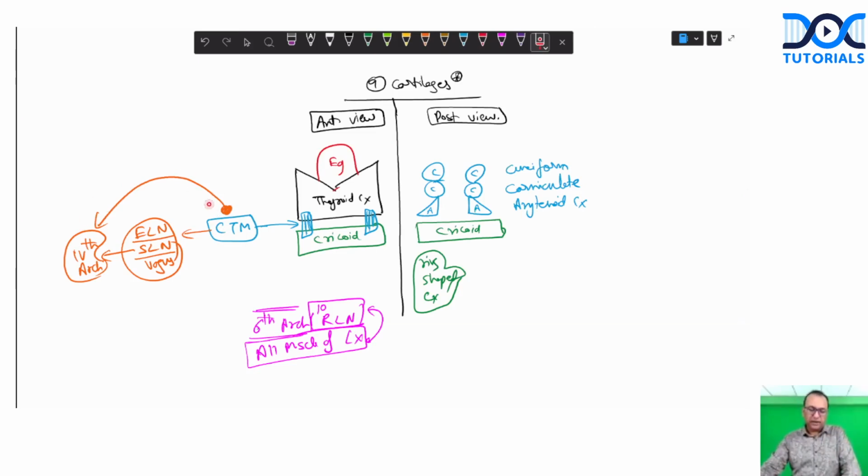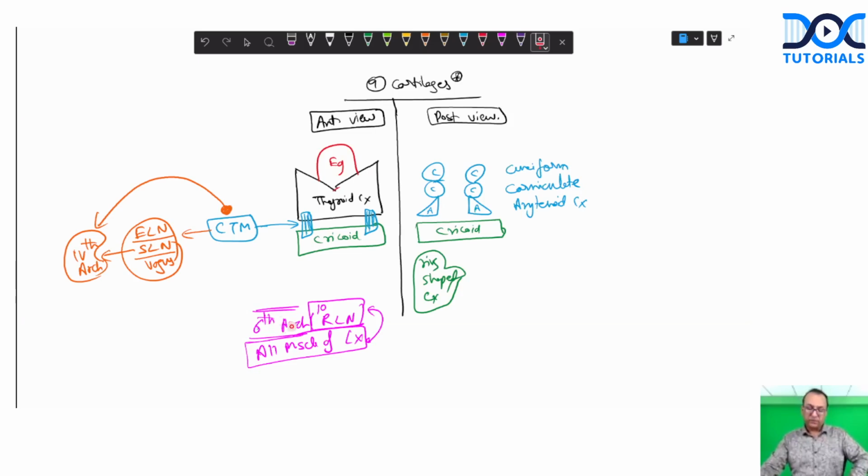Hence, it is supplied by the superior laryngeal nerve, the nerve of the fourth arch. Otherwise, all the larynx muscles develop in the sixth arch, hence they are supplied by the recurrent nerve. So, can we discuss some other muscles which are supplied by the recurrent nerve, which develop in the sixth arch?